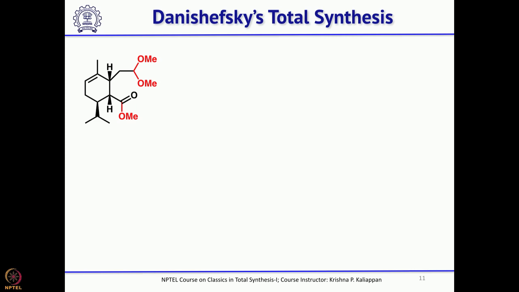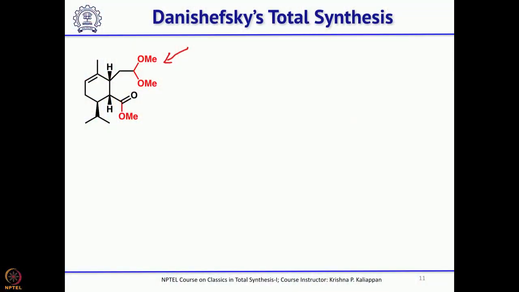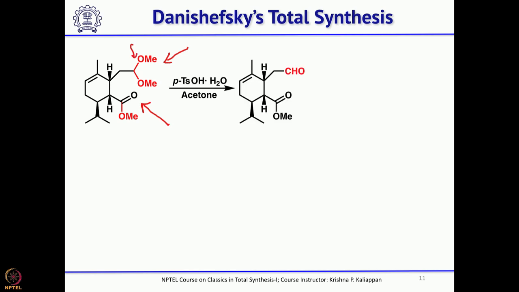Is it clear? So now what you need to do: one, you have to add the furan ring to this aldehyde. Now it is a protected aldehyde. Other one, you have to homologate this ester, isn't it? What you need is a CH2CHO. Already you have CH2CHO here, but here you have only CO2Me. So that should be homologated. So first you remove this acetal with para-toluenesulfonic acid and water. You remove the acetal, you get the aldehyde.